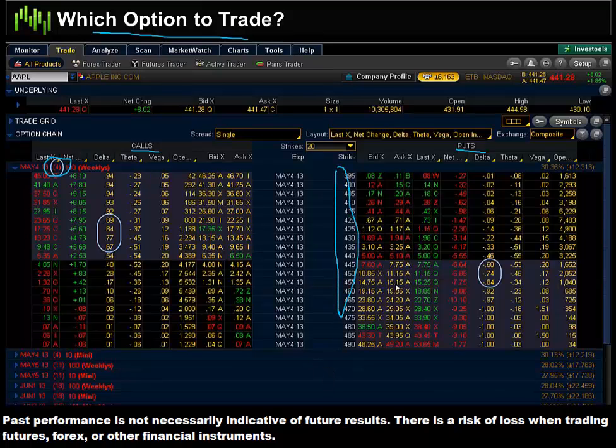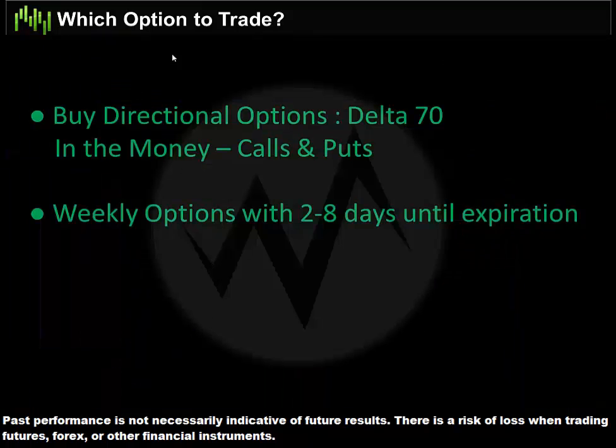Here you can see an option chain for Apple. Here's the stock right here. Now, which option do we trade? For the purposes of buying and selling calls and puts, we're going to be utilizing what we call Delta 70 in the money calls and puts.